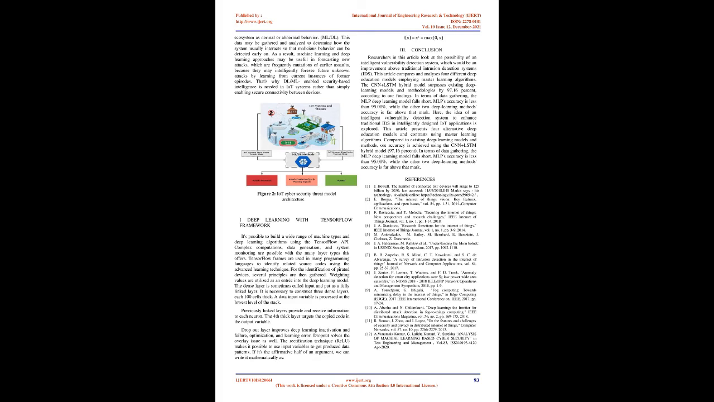The dense layer is sometimes called input and put as a fully connected layer. It is necessary to construct 3 dense layers, each 100 cells thick. A data input variable is processed at the lowest level of the stack. Previously linked layers provide and receive information to each neuron. The 4th dense layer targets the copied code in the output variable.